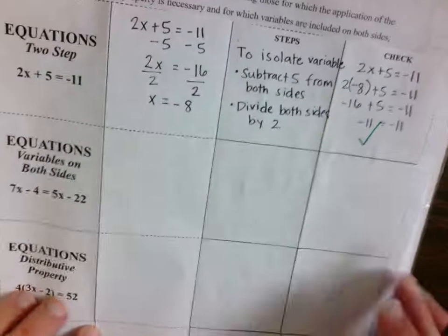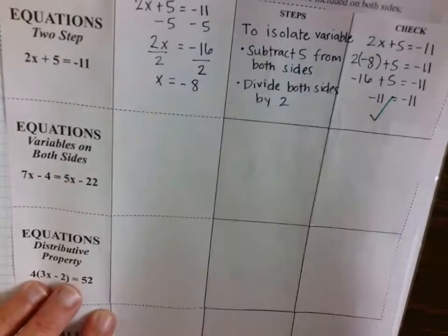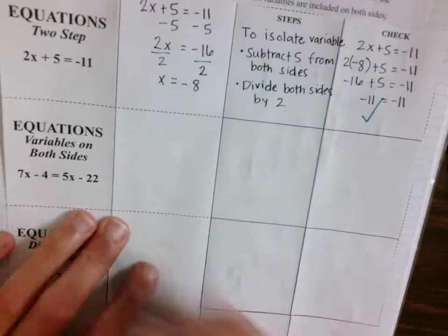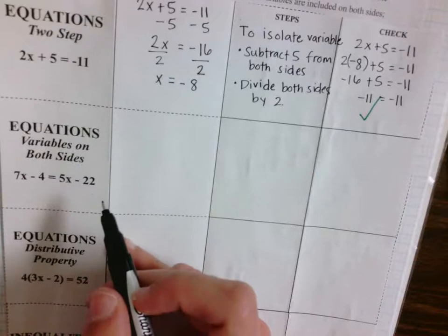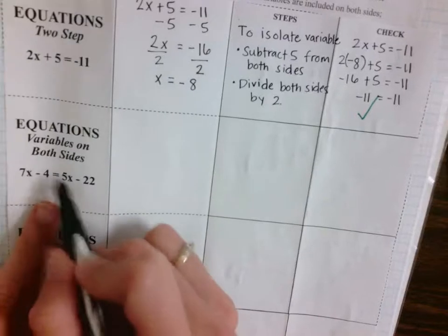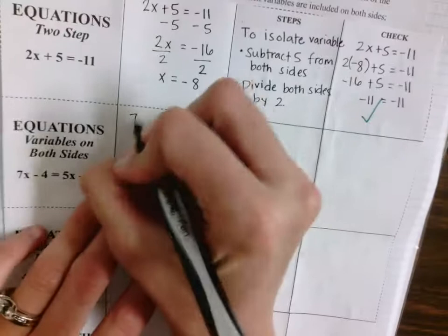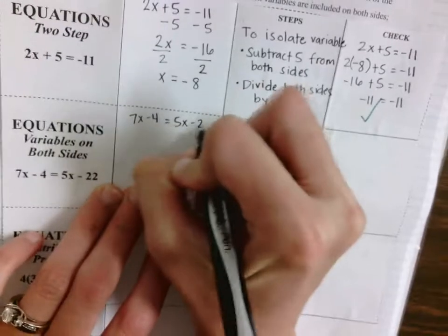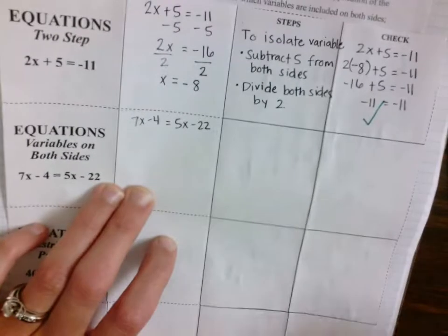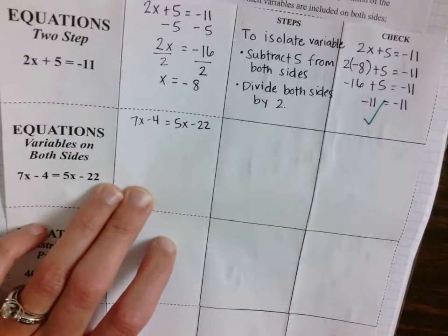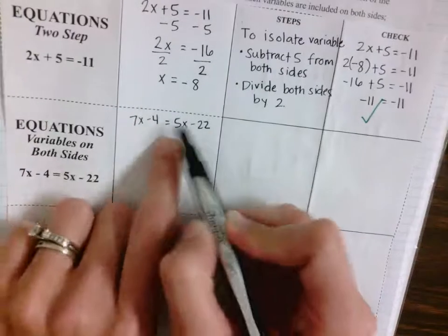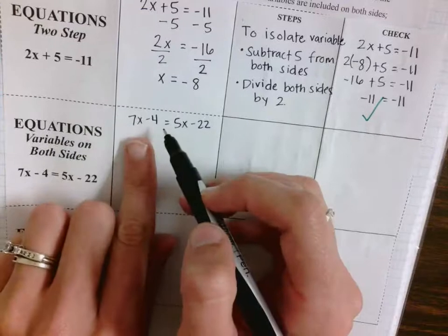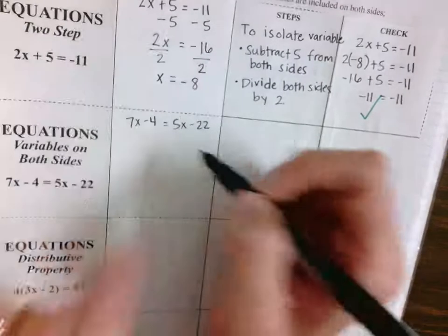Okay. Now this is something that you may not have seen before. The variables are on both sides. So that means that you have two expressions that are joined by this equal sign. So you're going to rewrite it: 7x minus 4 equals 5x minus 22. What I like to do is get your variables on one side of the equation. You get to pick which side you want to move it to, but I suggest moving it to where it doesn't make it a negative.